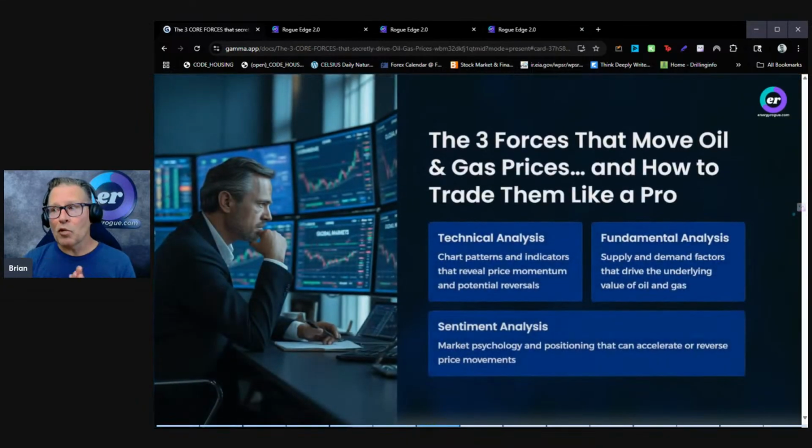So the three forces that move oil and gas prices: technical analysis, fundamental analysis, and sentiment. For those that don't know, technical analysis is chart patterns and indicators that reveal price momentum and potential reversals. Basically, you evaluate price momentum, and there are momentum indicators, regression indicators, leading indicators, volume indicators. There's literally probably thousands of combinations of technicals that you could get lost in.